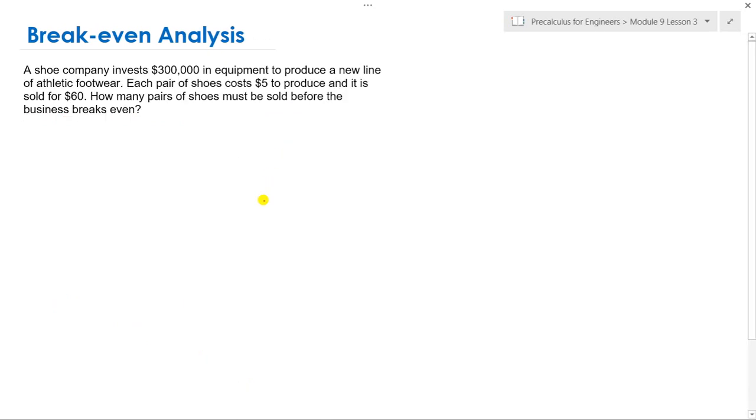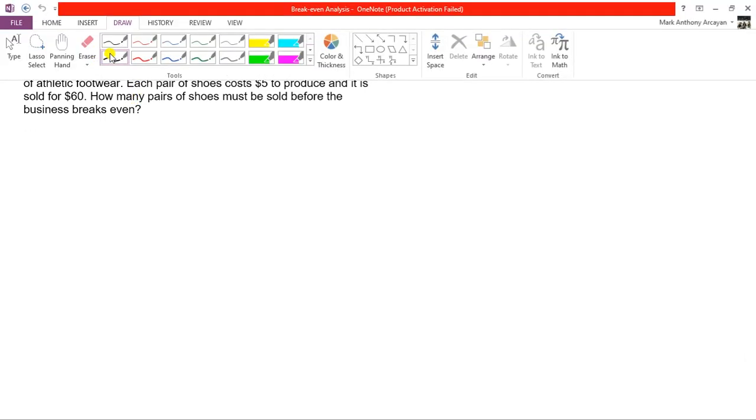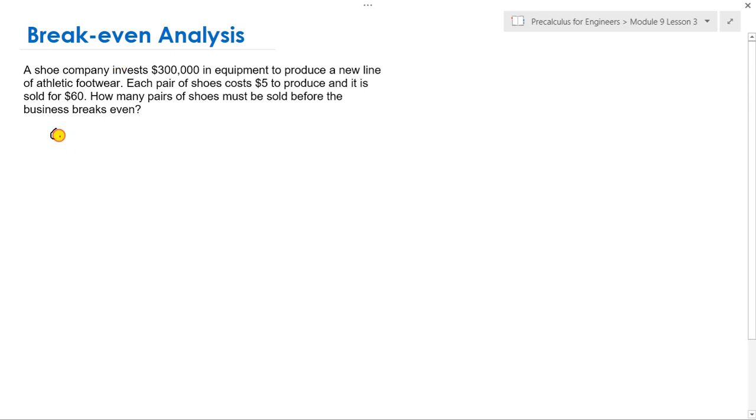Okay, here we have a shoe company that invests $300,000 in equipment to produce a new line of athletic footwear. Each pair of shoes costs $5 to produce and is sold for $60. How many pairs of shoes must be sold before the business breaks even? Okay, so let's go to the given. We have here $300,000.